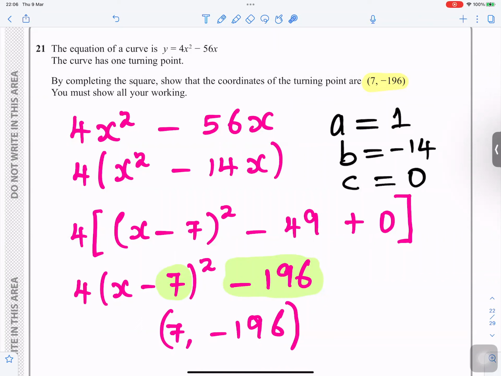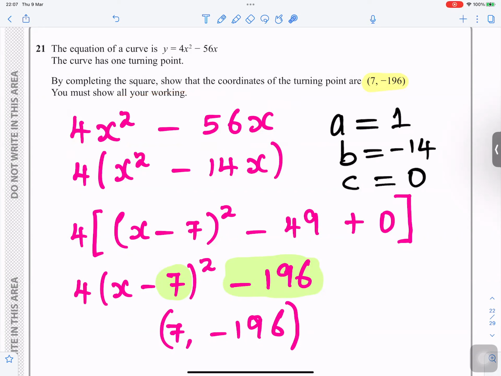The equation of a curve is y equals 4x squared minus 56x. The curve has one turning point. By completing the square, show that the coordinates of the turning point are 7 and minus 196. You must show all your working. We want to complete the square.